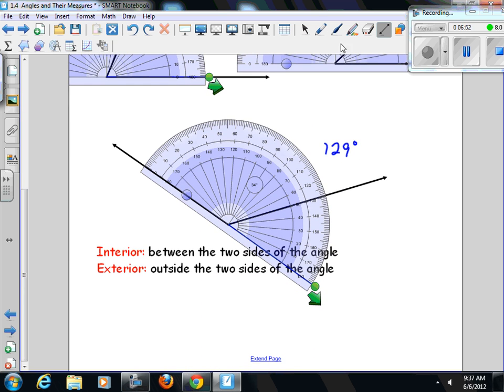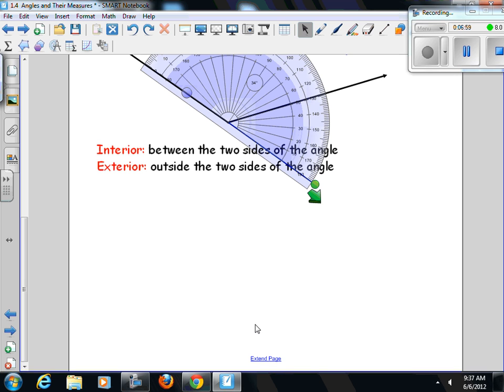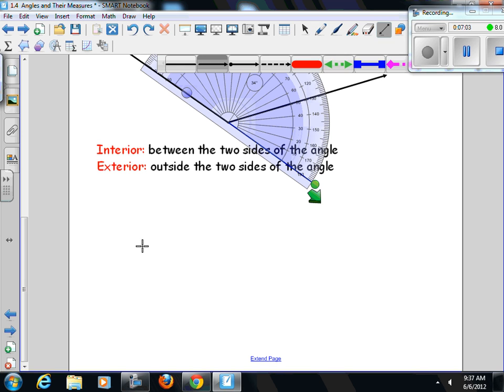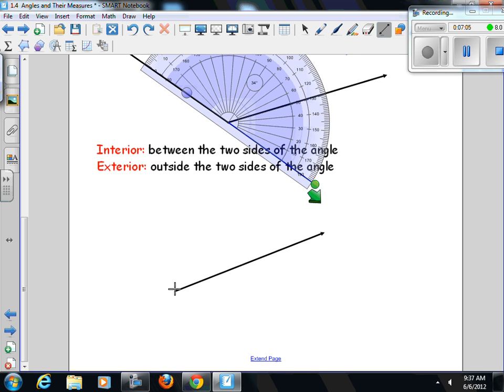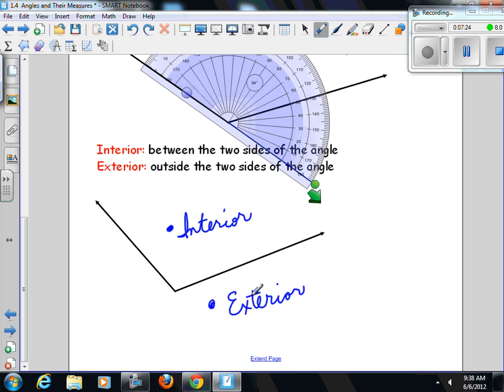The interior of an angle, here's a definition. The interior is located between the two sides of the angle, and the exterior is located outside the two sides of an angle. So for instance, if I were to draw this angle here, this point, say here, is in the interior. That's between the two sides of the angle. And if I made a point here, this is the exterior, this is outside the two sides of the angle.